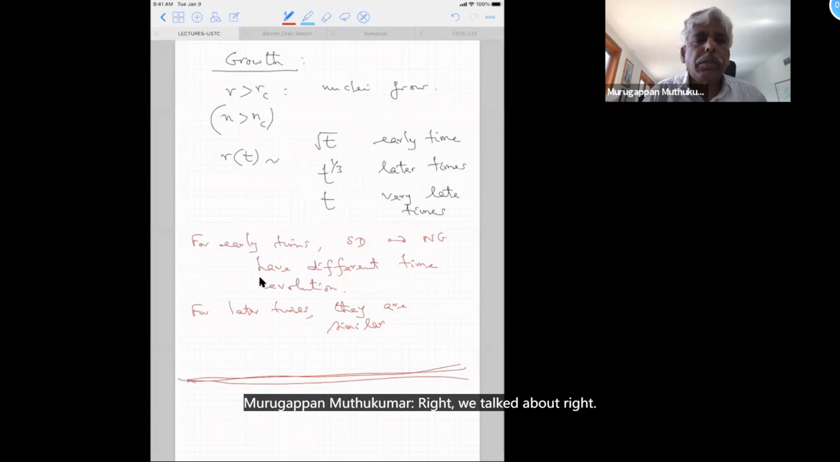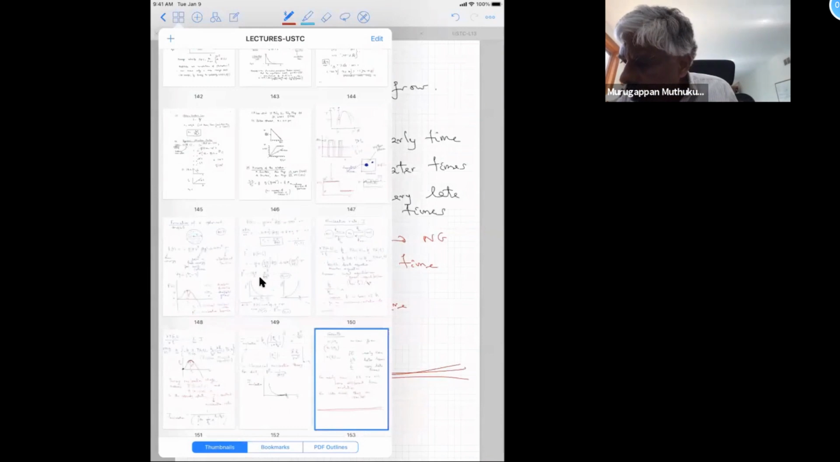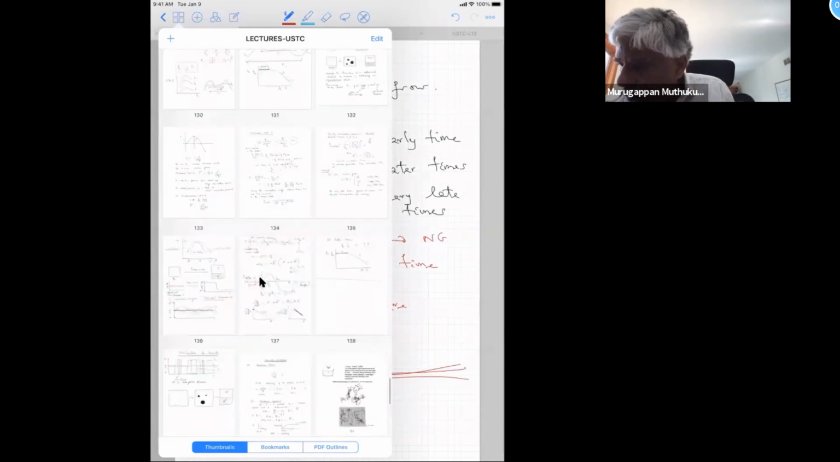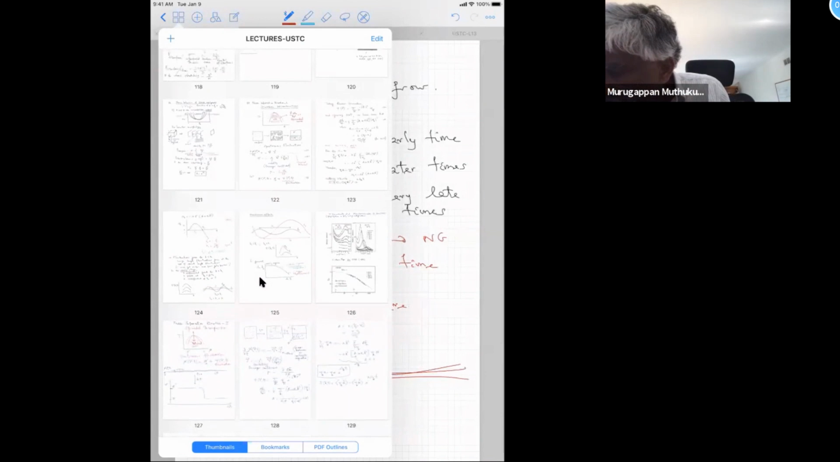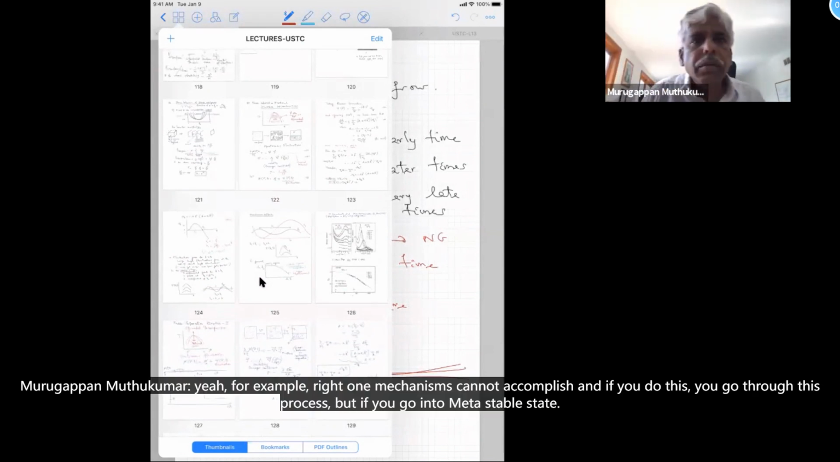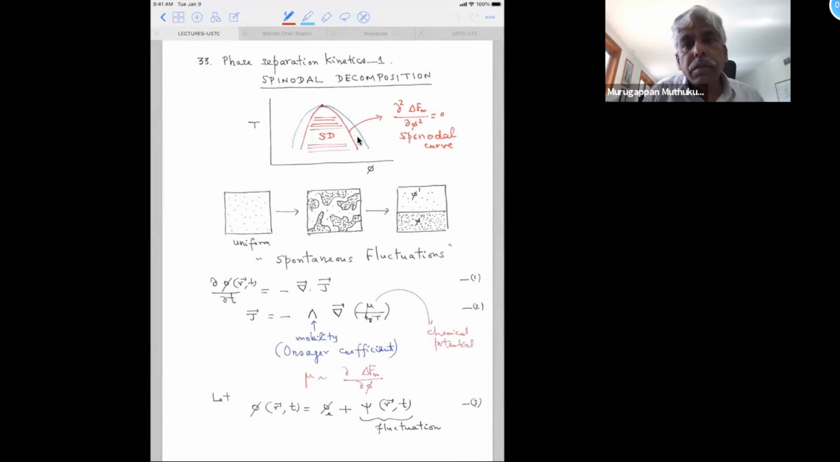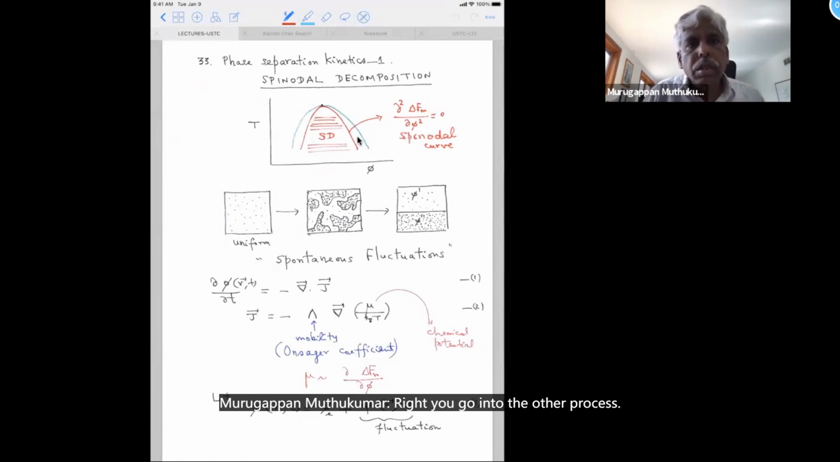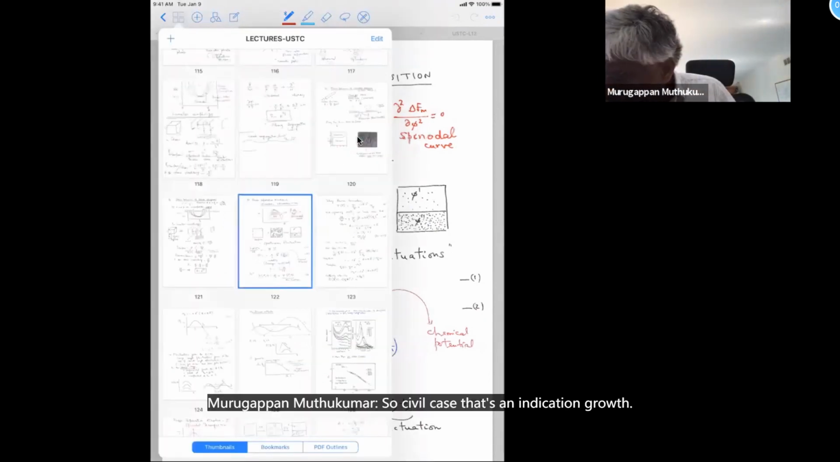Right, we talked about that there are two mechanisms again. Let me remind you again. For example, one mechanism, spinodal decomposition: if you do this, you go through this process, but if you go into the metastable state, you go into the other process. The metastable case, that's the nucleation growth.